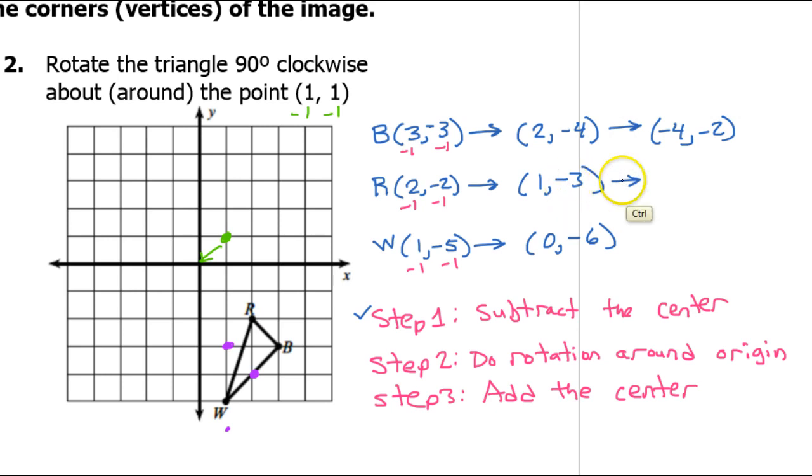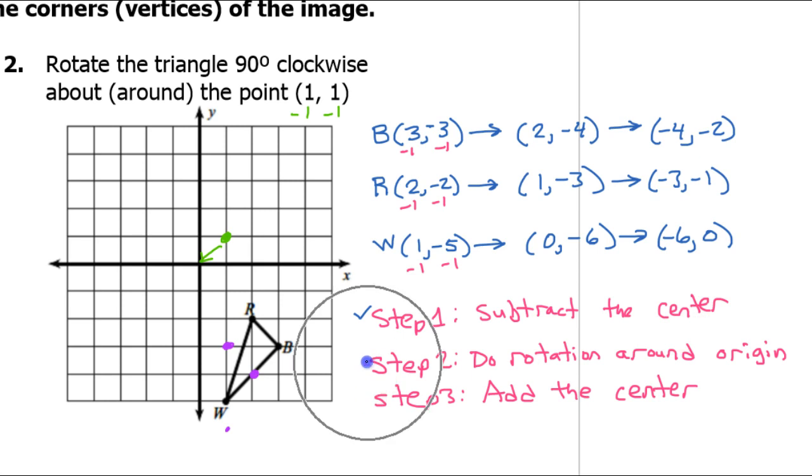All right, see that -3? The y value doesn't change. That's going to go first. See the +1? That's going to become a -1. Okay, see that -6? That stays the same. The 0, okay, the opposite of 0 is still 0, so that's just going to be that. All right, so now we've done step 2. We've done the rotation around the origin.